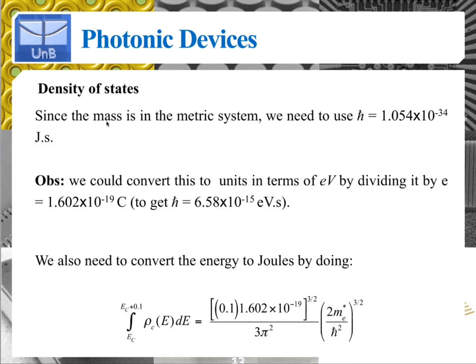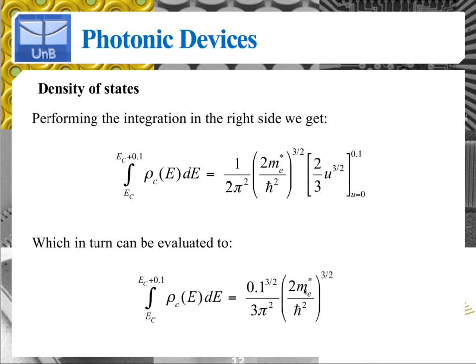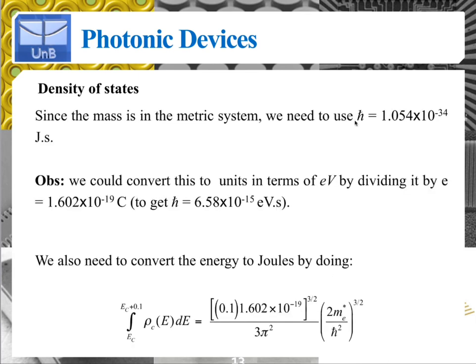Now, since the effective mass is given in the metric system, we said that m star was 0.98 times the mass of the electron given in kilograms. So this will be given in the metric system. We can also use h bar in the metric system. In fact, if we use the mass in the metric system, we have to use h bar in the metric system. And this turns out to be h bar equal to 1.054 times 10 to the power of minus 34 joules second.